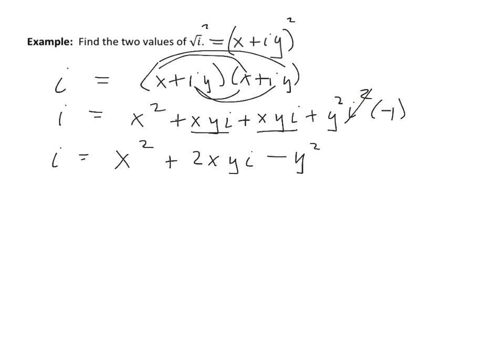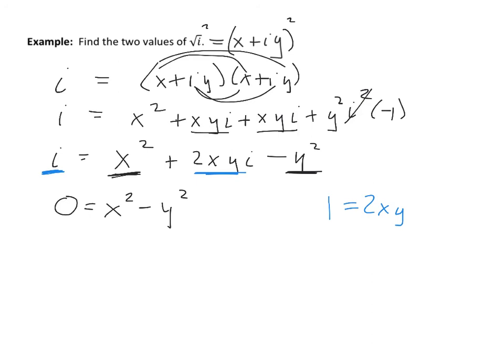Now, just like we've done in the past, I'm going to set my real parts equal and my imaginary parts equal. So the imaginary parts first. The imaginary part on the right-hand side is 2xy, and the imaginary part on the left-hand side is just i, so I'm going to put 1 there. Now, the real parts are a little bit funky. On the right side, my real parts are x² - y². What's the real part on the left? The real part on the left is actually 0, which makes this example easier to do than the one that we did previously.